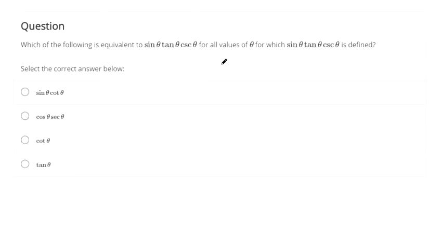Same type of thing here. Let's put everything in terms of sine and cosine. I'm going to write sine x because my thetas look really ugly. And I'll just remember x is theta. Tangent is sine over cosine. And then cosecant is 1 over sine because it's the reciprocal of sine.